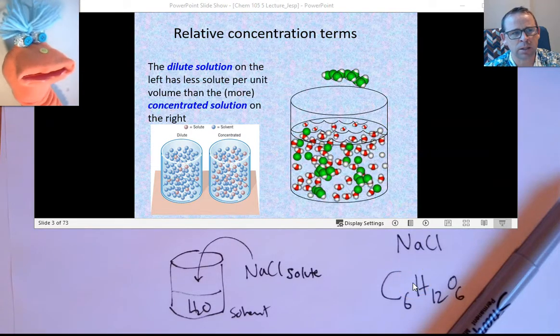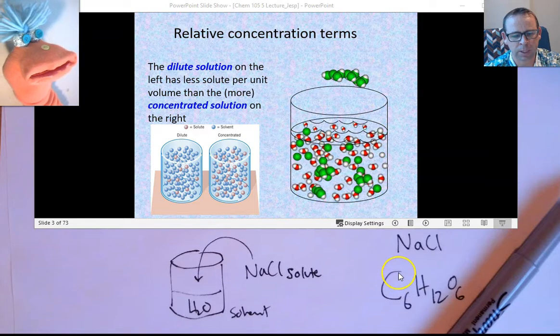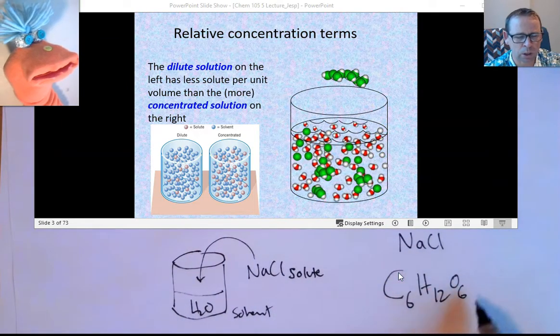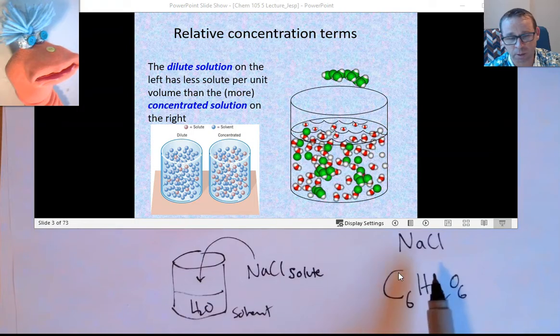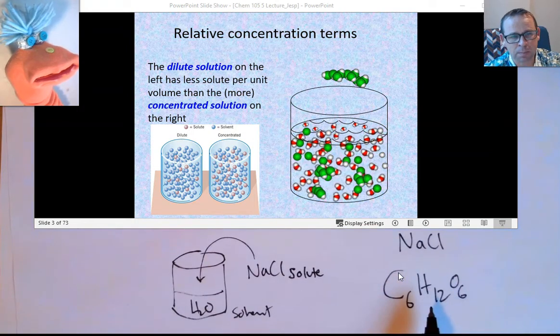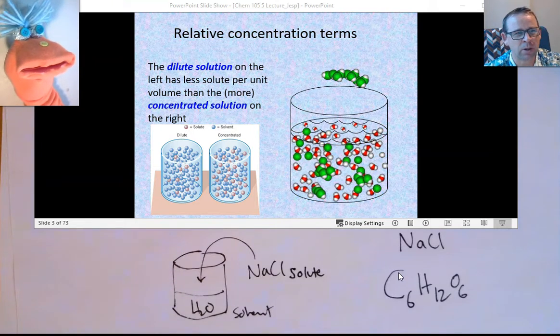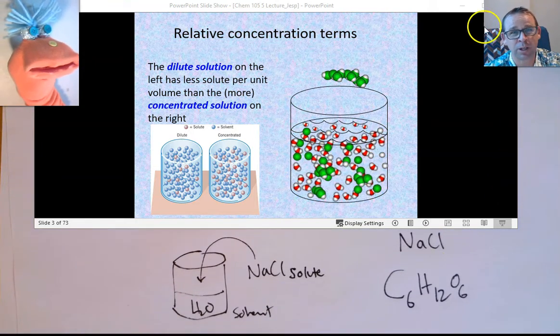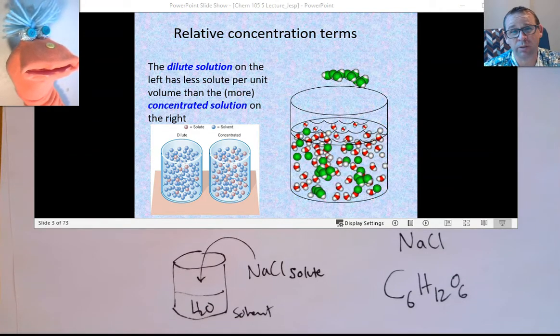C6H12O6, is that ionic? No, that is molecular. Very good. Molecular. So molecular compounds can also dissolve in water. Ionic compounds do too, sometimes, often. But there's a difference in how they dissolve. In either case, both can reach what we call concentrated solutions, where you can't dissolve anymore.